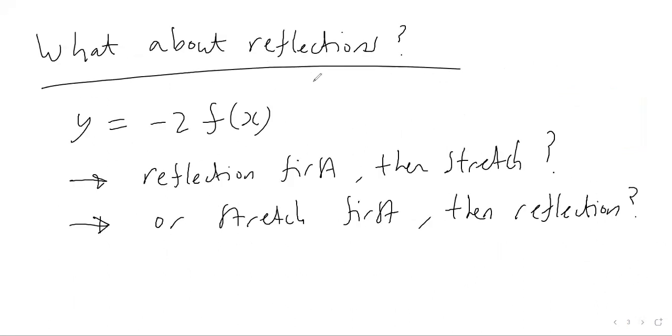Now, what about reflection? So let's say you've got a graph. You've got y equals f of x up here, and then you're going to transform that graph into y equals minus 2f of x. So, okay, are we going to do this stretch by scale factor of 2 first, or are we going to reflect the graph upside down because of the negative sign there first? So what order do we do things when we've got a stretch and a reflection like this?